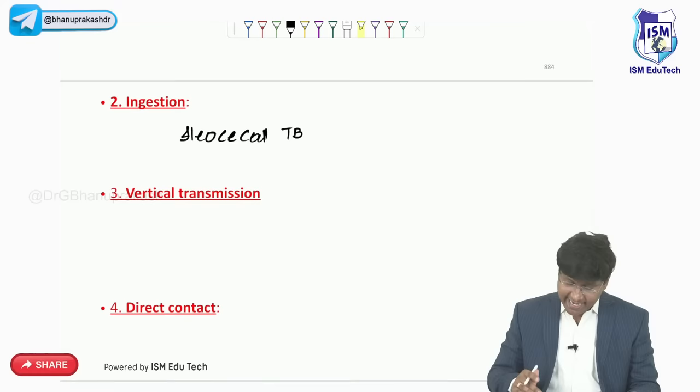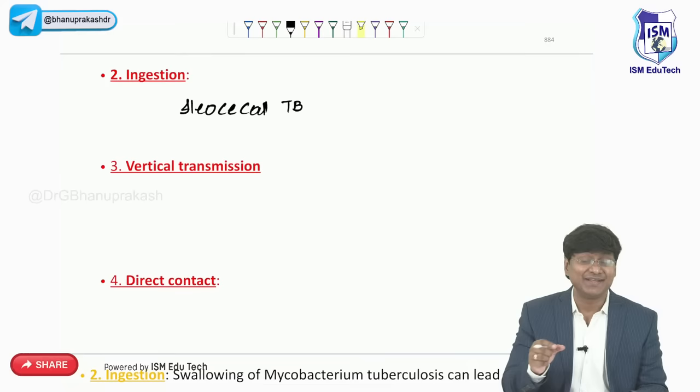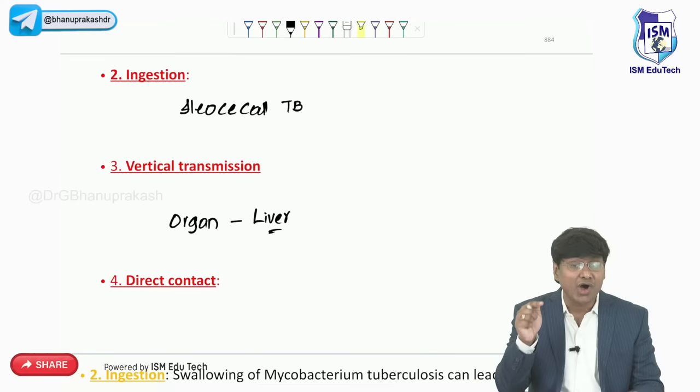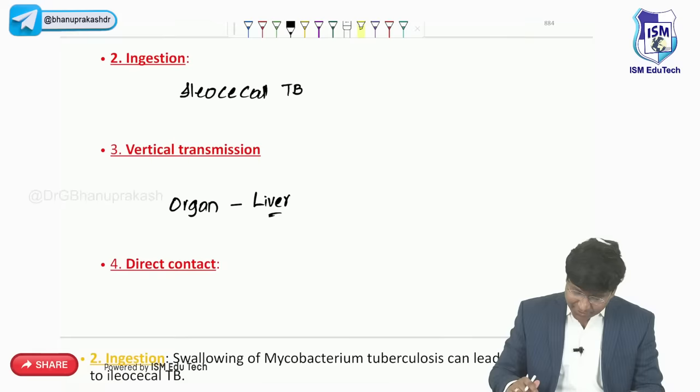And vertical transmission. Tuberculosis can be spread even from mother to fetus. And within the baby, which organ is affected first? The organ which is affected first in the baby will be the liver. Okay, the Ghon's focus is formed in the liver of the baby during the intrauterine life. Then tuberculosis can be spread even by direct contact.